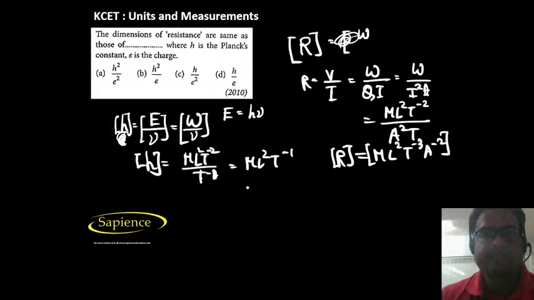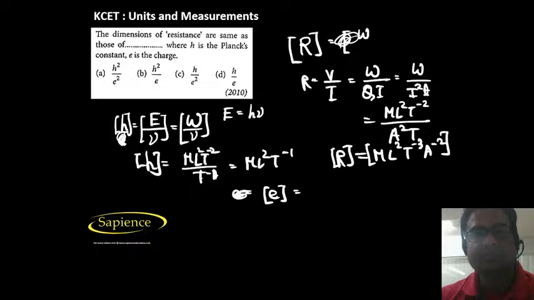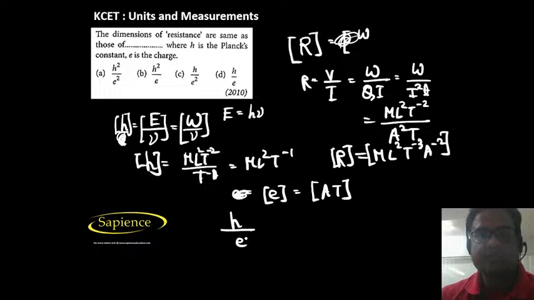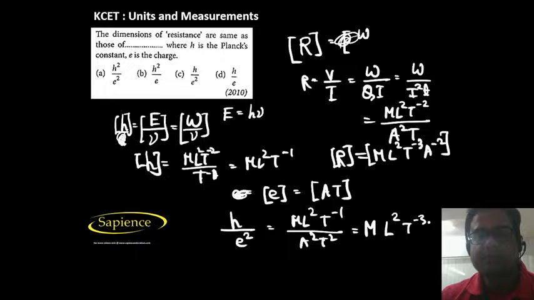And then e is the charge. The dimensional formula for the electronic charge, the charge of an electron, is Q equals IT, so that is AT. So we need to divide by e square. Since h by e square gives ML square T power minus 1 divided by A square T square, we get M L square T power minus 3 A power minus 2, which is the same as that of the resistance.